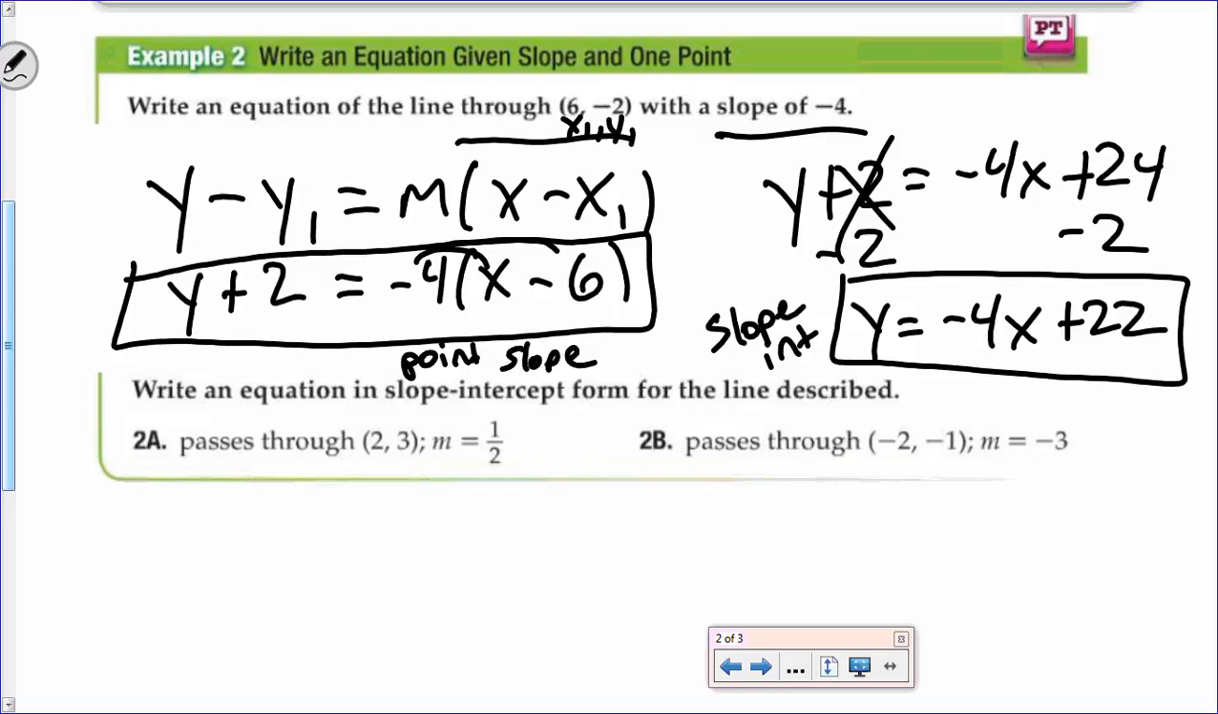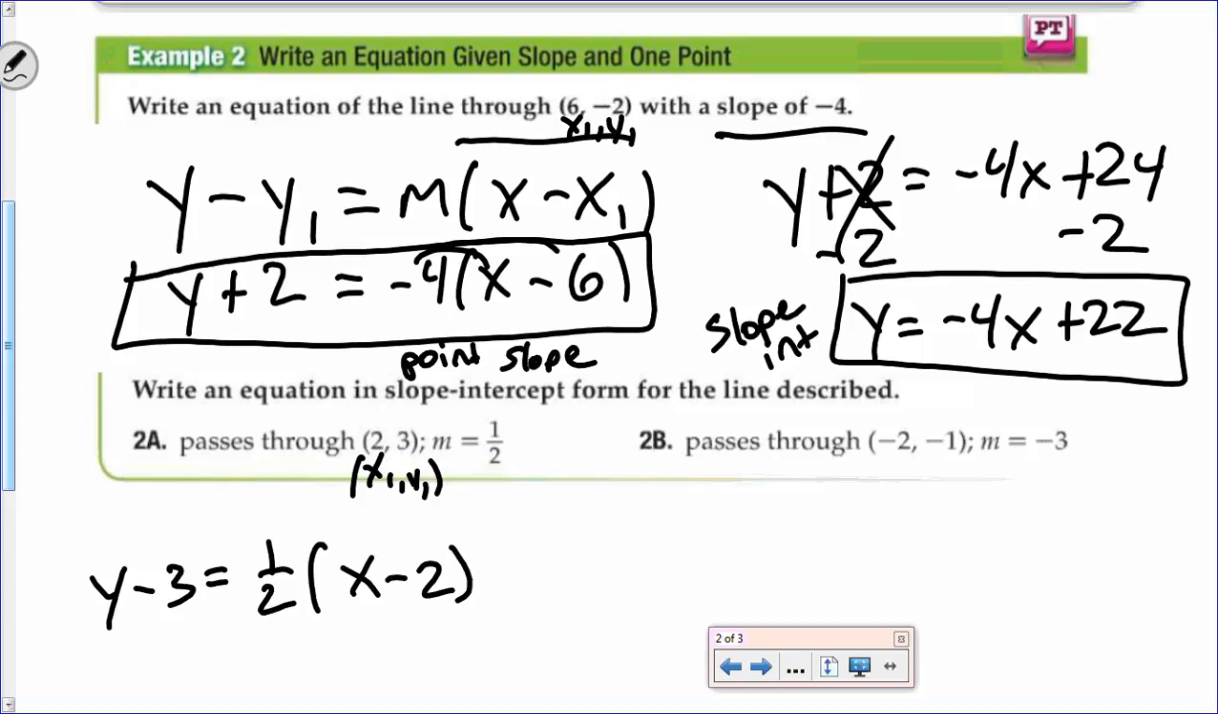A lot of times we'll get it to point slope form and then change it to slope intercept form. That's in fact what we're going to do as you pause and work on these next two examples, 2A and 2B, on your own. Start with point slope form, go to slope intercept form. Again, we start with y minus y1 equals m times x minus x1. This point is x1, y1, of course. So we've got y minus 3 equals m, 1/2, times x minus x1, which is 2.